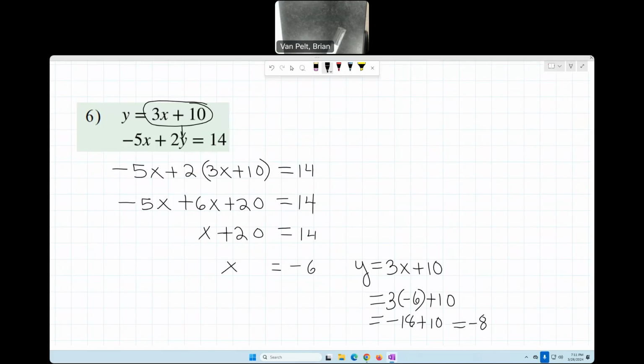So I have an x value and I have a y value. I usually expect the answer to look like this, because it is a location on a graph.